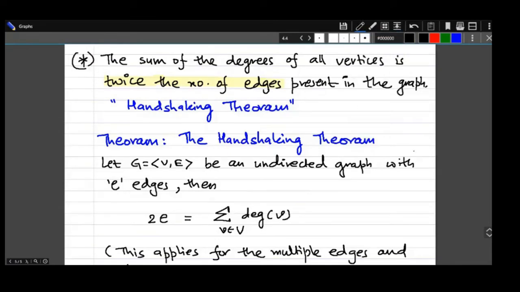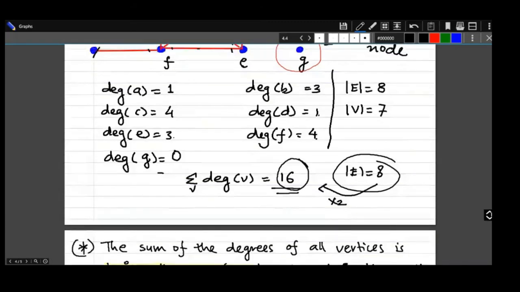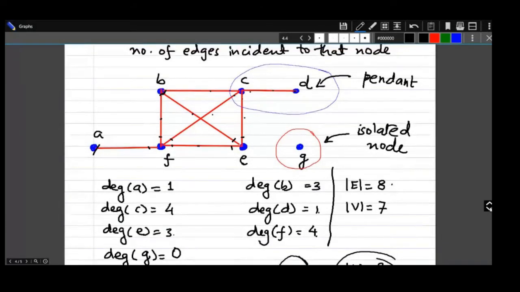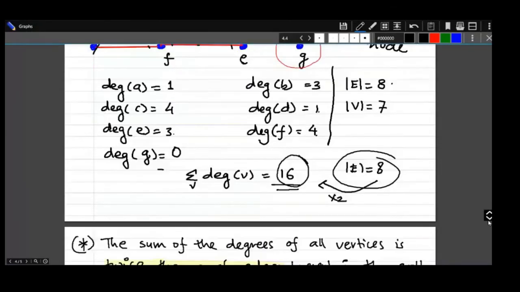Okay, so we have already done this. Here we have calculated the summation of the degrees: 1 plus 4 is 5, plus 3 is 8, plus 3 is 11, 12, and 4 is 16. This is 16, and the total number of edges is 8. Here we have seen 1, 2, 3, 4, 5, 6, 7, 8. So the total number of edges is 8, so it is quite logical, isn't it?